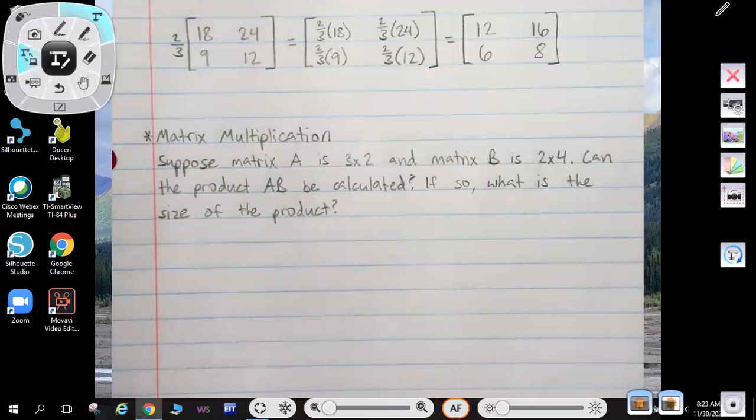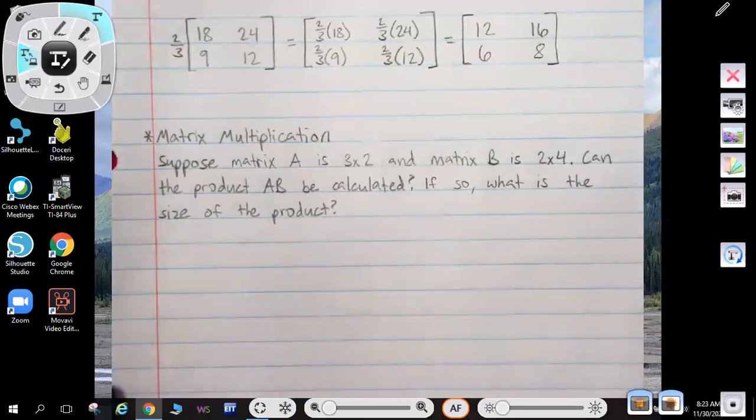Okay, suppose matrix A is 3 by 2 and matrix B is 2 by 4. Can the product A times B be calculated? And if so, what is the size of the product? So to be able to add or subtract matrices, we know that we had to have the same size. These dimensions are not the same, but when you're multiplying two matrices together, they don't have to be the same.